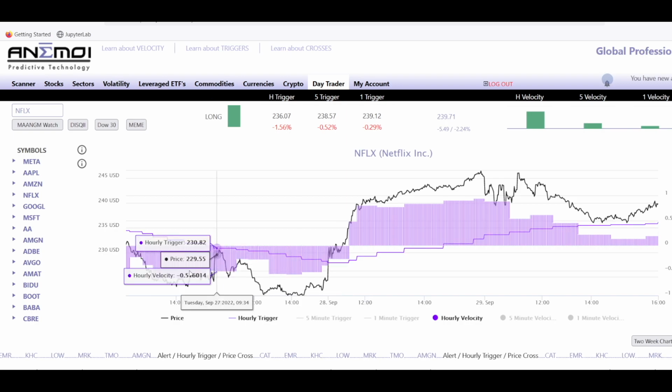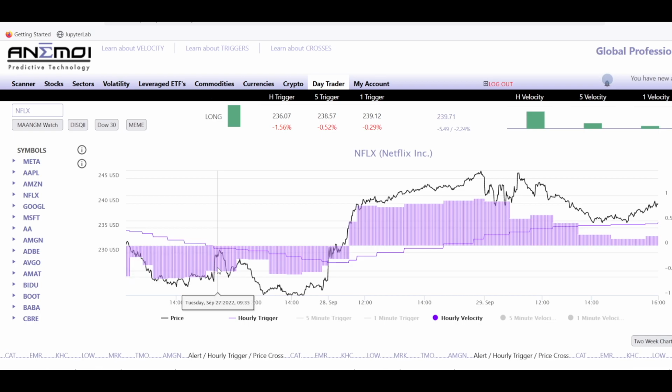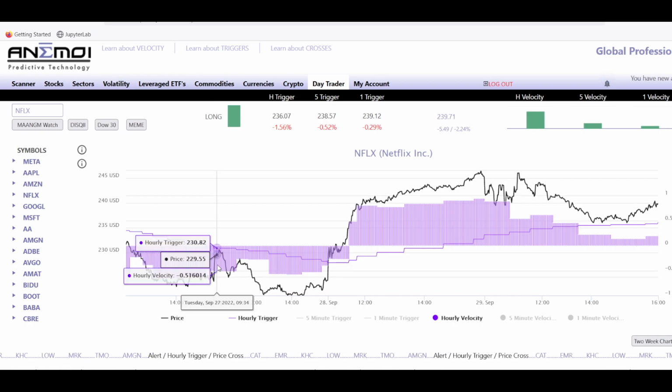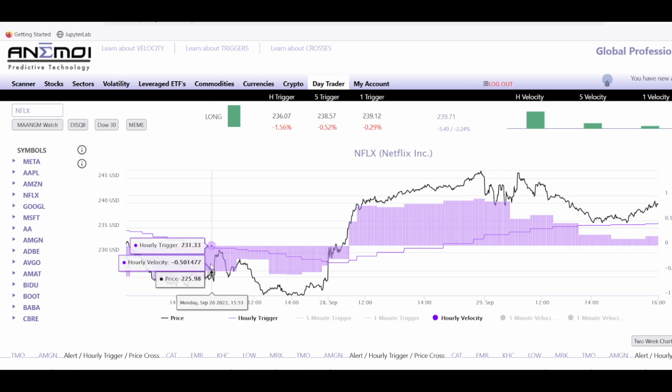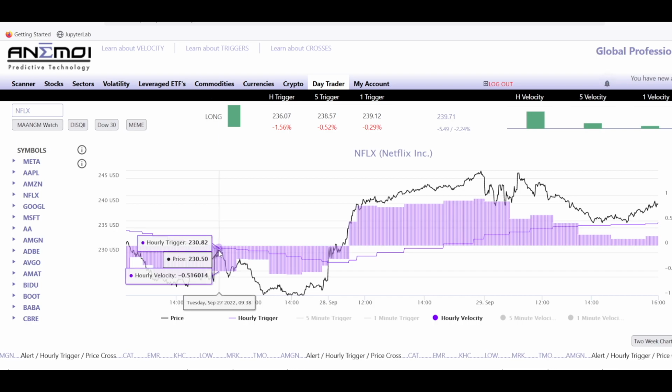So, you can see here, price came up to attack the hourly trigger with negative velocity of -5 for Netflix. For any mangum, actually, for any stock trading in the 200 range, that is a significant number. For GME, the number is much lower. It's 0.1, but we'll get to that later. So you can see this negative velocity print. Price tries to attack the hourly trigger.